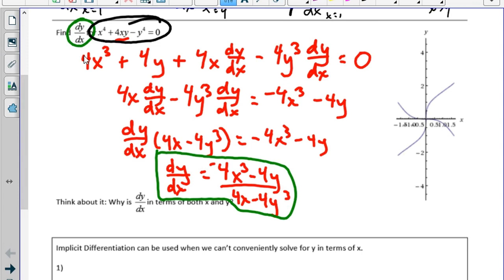Let's think about it. Why is dy dx in terms of both x and y? Well, that's because there's a lot of different stuff going on. We have a lot of different things going on the graph. We have multiple different values where x and y actually could make this work. The slope of y with respect to x is going to depend on both x and y.